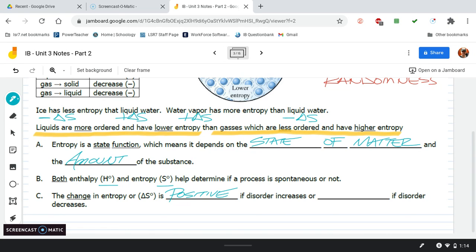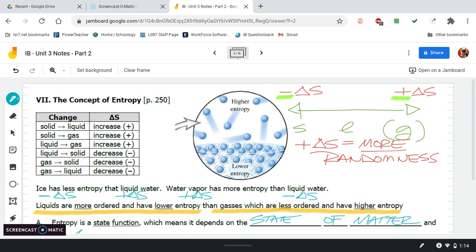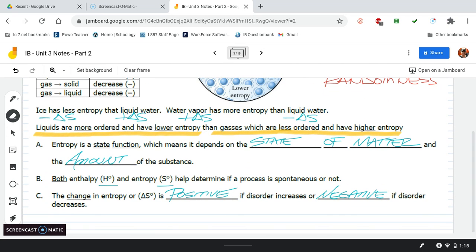It's positive if disorder increases, or negative if disorder decreases. I think the idea I drew up here does the best job of explaining that: going towards the gas phase means more randomness, more disorder, and if we go towards the liquid phase, we go in the opposite direction. I think that works best for students.